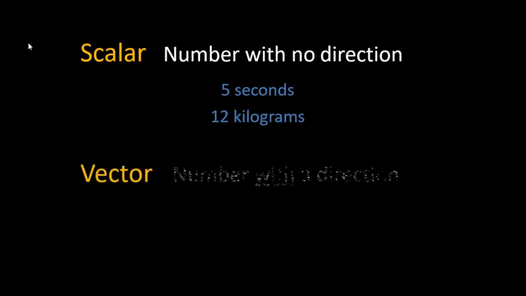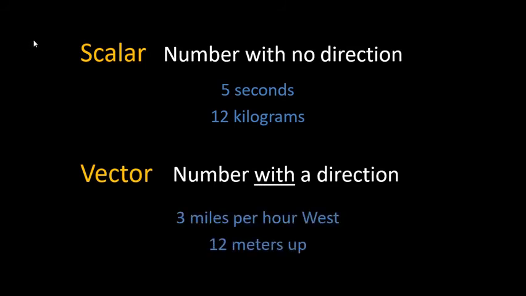In summary, when we talk about a scalar, we mean a number with no direction. For example, 5 seconds or 12 kilograms. A vector means we are talking about a number that has a direction. For example, 3 miles per hour west or 12 meters up.